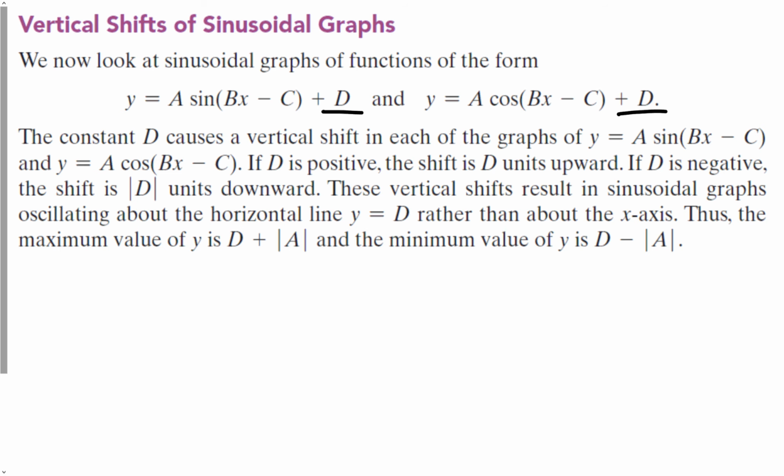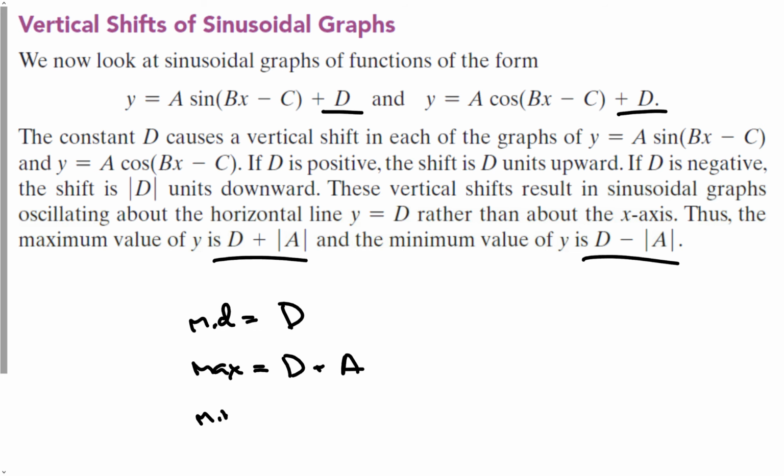So before we get to that, here are my 2 formulas. So the midline is going to be D. The max is going to be D plus the absolute value of A. And the minimum is going to be D minus the amplitude. Makes sense, right? How high do you go? If the middle is D, for the max you're going to add the amplitude, for the min you're going to take it away. Absolute value, because if it's a negative in the front, it's just going to reflect the function, and the max and the min are just going to be in different places. They're still going to be the same numbers.